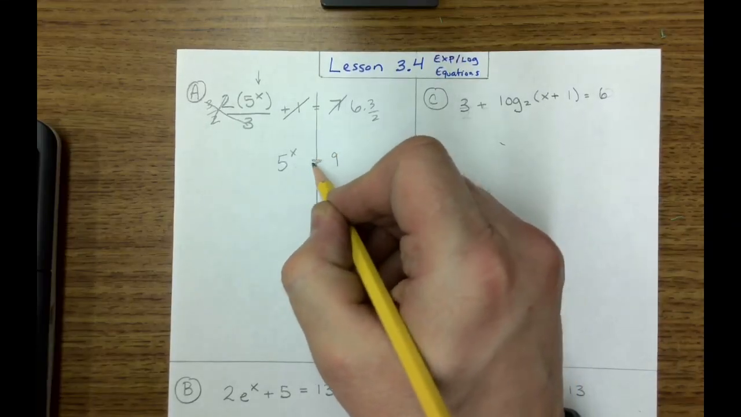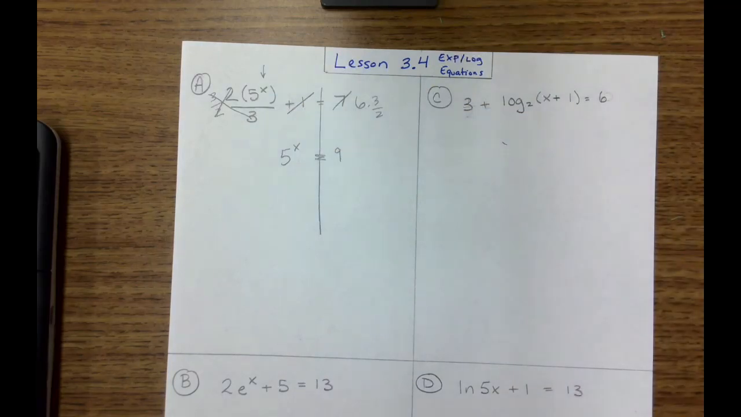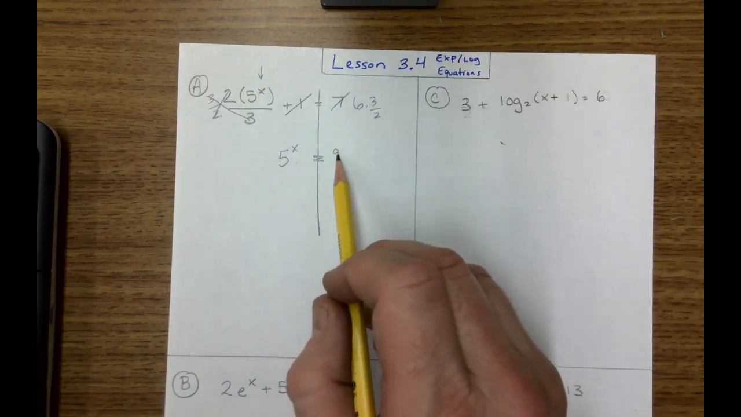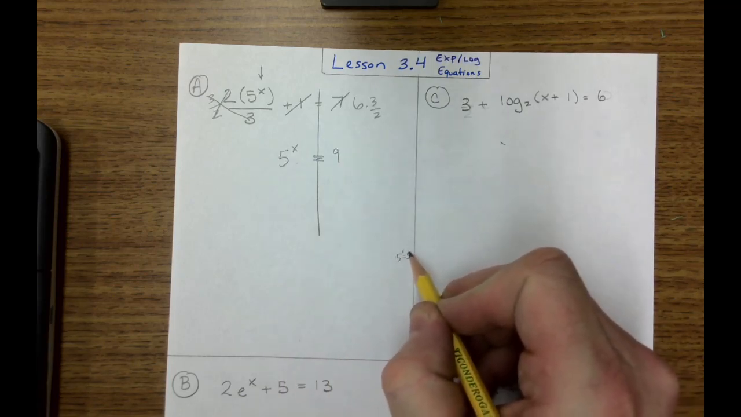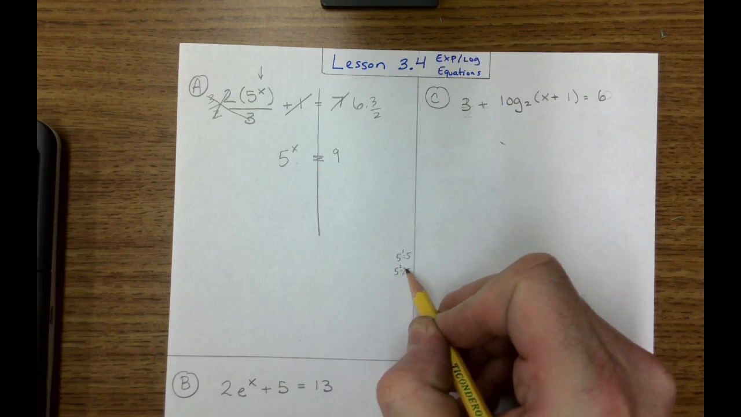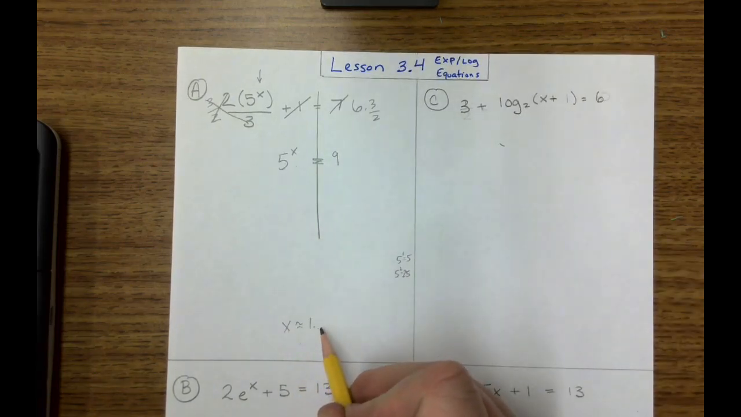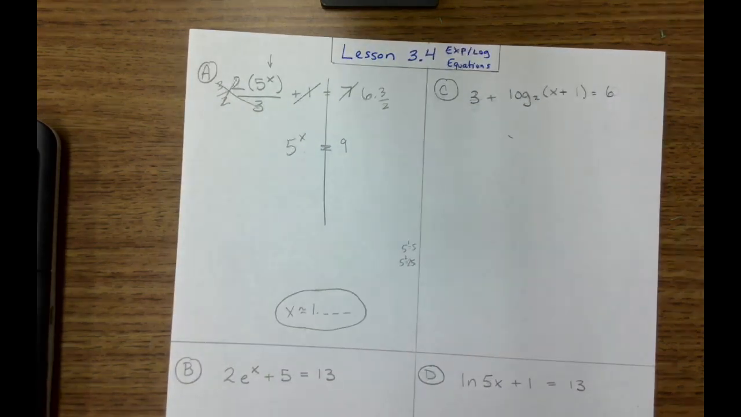So there's my first step. I got rid of the 1, and I got rid of the fraction. So now I can see where I'm at, right? I'm at 5 to some power makes 9. Let me use a little logic here. 5 to the first power is 5. 5 to the second power is 25. So I know what my answer is. My answer is 1 point something. I just have to figure out what those decimals are.